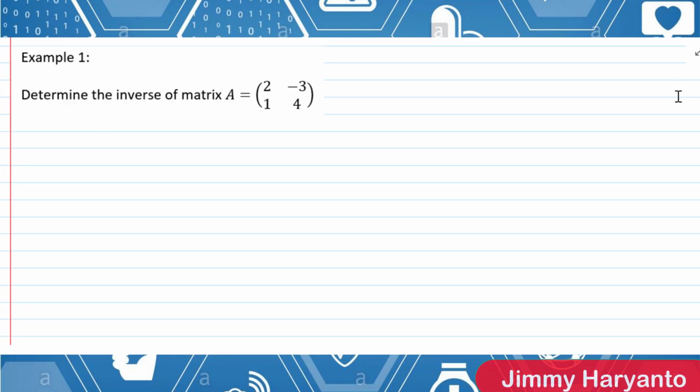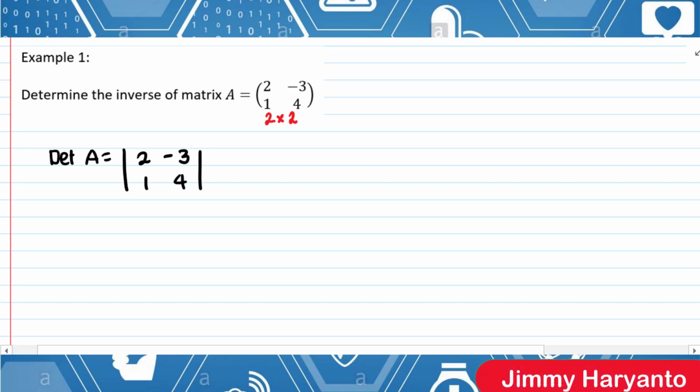Okay, for example question 1, I have this matrix, A equals 2, negative 3, 1, and 4. As you can see, this matrix is a square matrix, a 2 times 2 matrix, so we can find the inverse of this matrix. To find the inverse, you have to prepare the determinant first. Determinant A equals 2, negative 3, 1, and 4. We'll be using Sarrus method. So this times this minus this times this equals 8 minus negative 3, which equals 11. There you go. We already have the determinant of A.